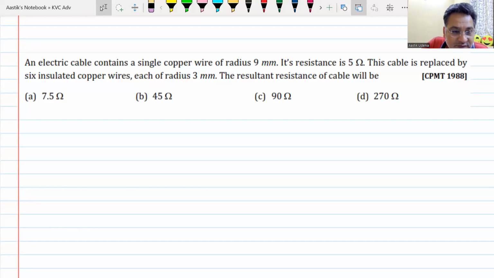An electrical cable consists of a single copper wire of radius 9 mm. Its resistance is 5 ohms. This cable is replaced by 6 insulated copper wires, each of radius 3 mm. What is the resultant resistance of the cable? This is from series parallel combination of resistance. We are doing questions which we have not done previously.